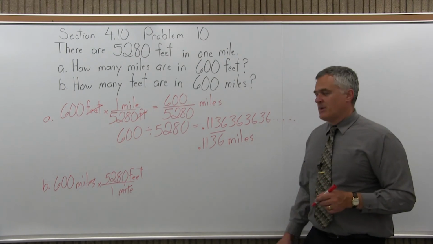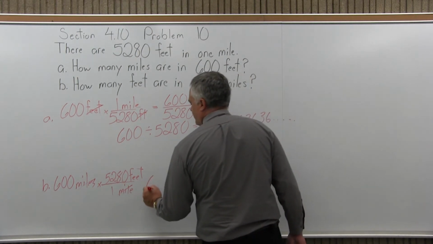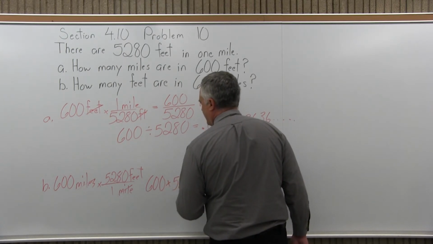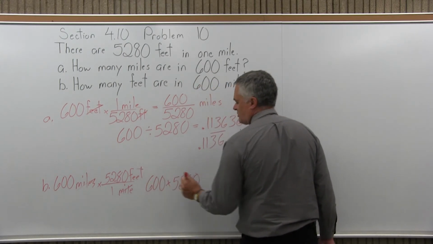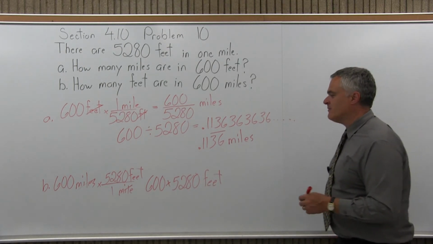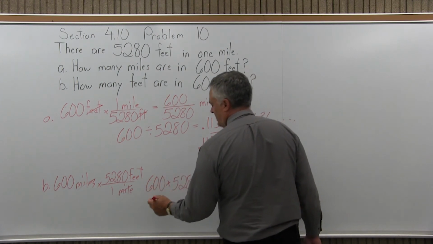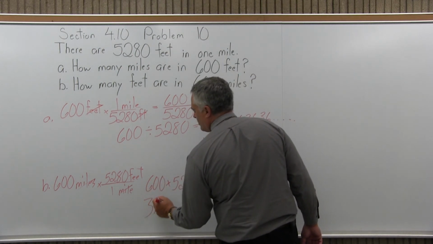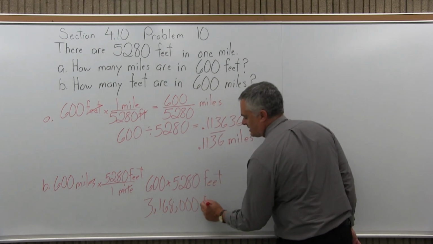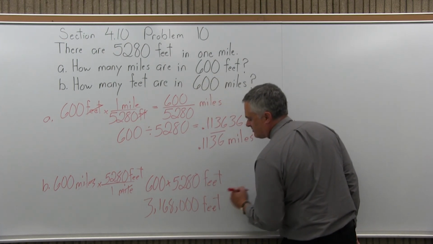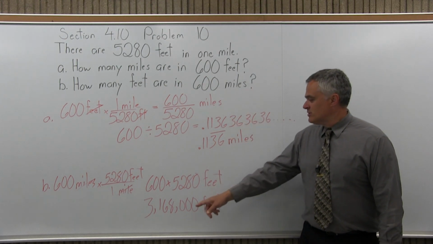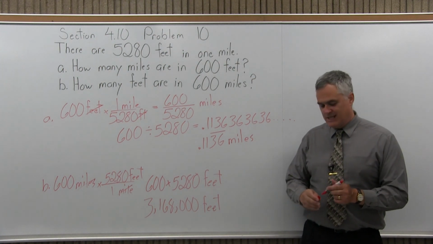I have miles in the numerator, miles in the denominator, and I wind up with 600 times 5,280, and my units of measure will be feet because the miles just all canceled off. Now that's something you probably want to do on a calculator. But as you do that multiplication, either by hand or with a calculator, it'll come out to 3,168,000. And again, my units of measure are feet. You have to put the units of measure. So the answer for B is 600 miles is equivalent to 3,168,000 feet.